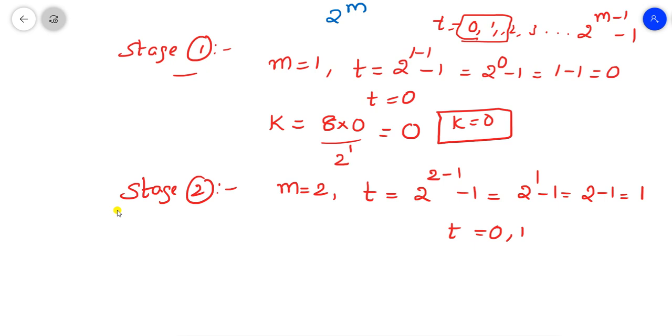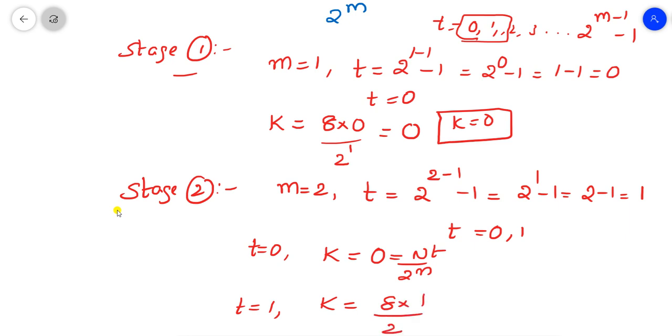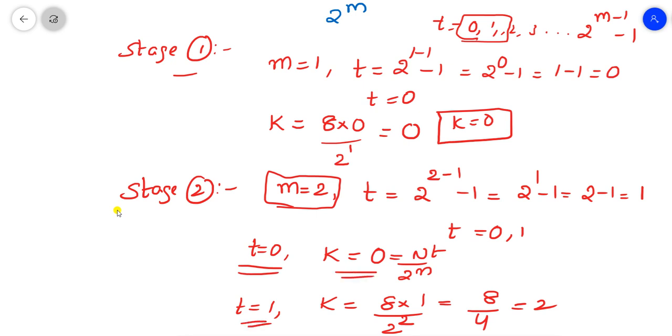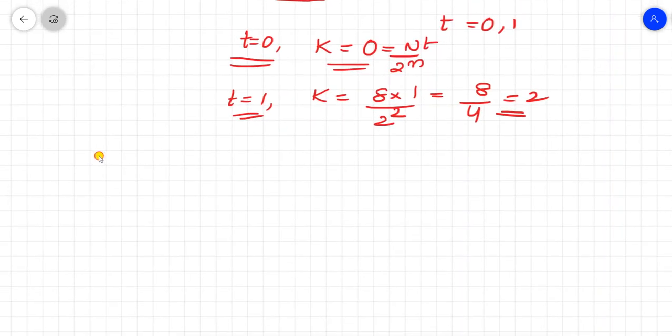As we know, substituting t equal to 0, we get k value directly 0. Why? Because the formula is n*t by 2 to the power of m, and t is equal to 0. When t equal to 1, the value is 8 into 1 by 2 to the power of 2, because the m value is 2 here. So 8 by 4, which is equal to 2. So in stage 2, it requires 2 k factors. When t equal to 0, the value of k is 0. When t equal to 1, the value of k is 2. This is a very interesting point in the twiddle factor step.